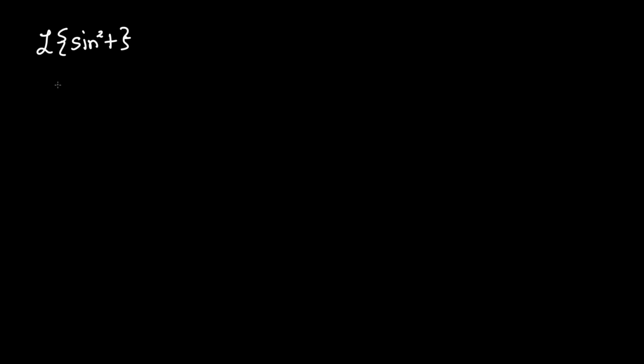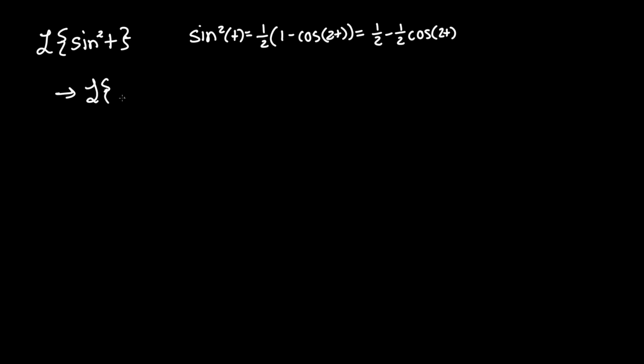Find the Laplace transform of sine squared t. So we're going to have to use our half-angle identity, where sine squared of t equals 1/2 parentheses 1 minus cosine of 2t, which essentially just equals 1/2 minus 1/2 cosine of 2t. Substituting that within the Laplace term, that becomes Laplace of 1/2 minus 1/2 cosine of 2t.